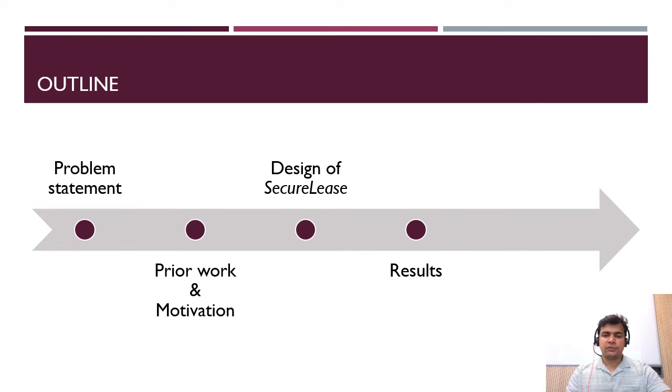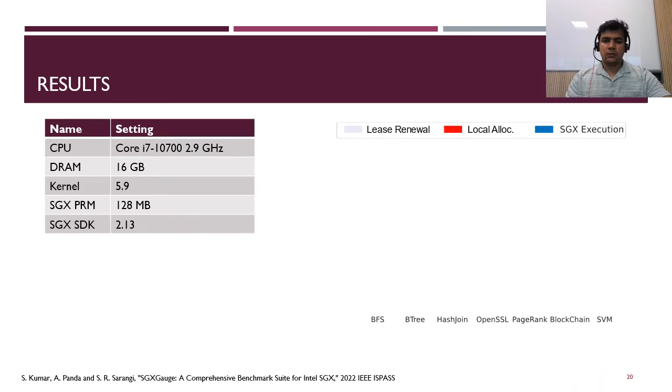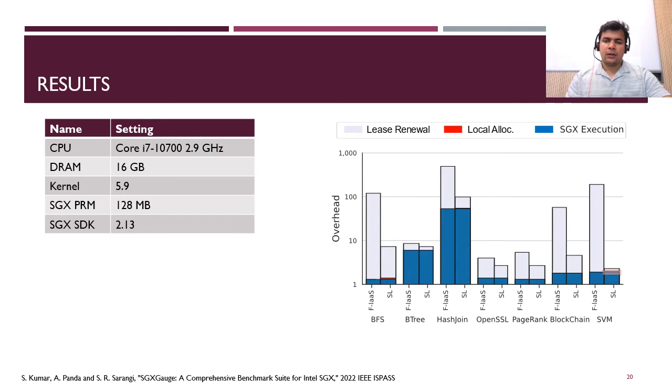Now we will discuss some results. To measure the performance of SecureLease, we use a suite of workloads that is specially designed for SGX. The suite contains workloads from different domains, such as tree-based algorithms, hash, encryption, etc. We configure our remote server to populate 25% of leases every time there is a request from a local cache to populate leases.